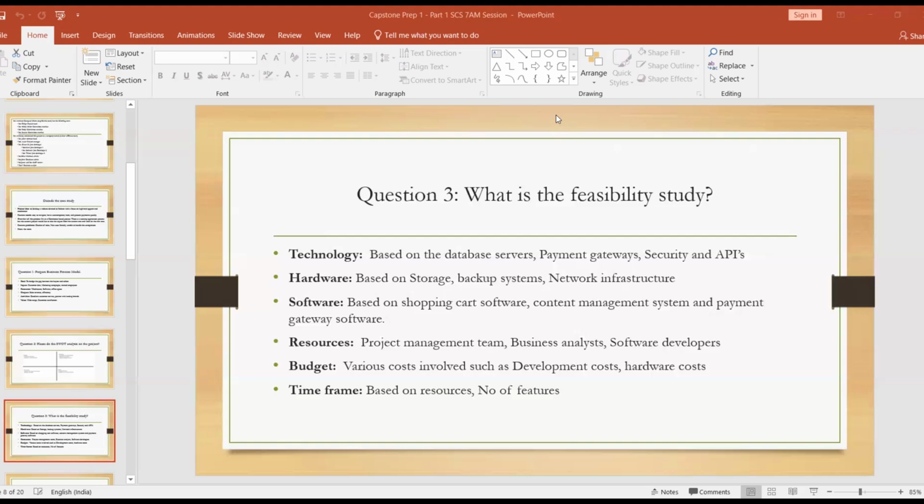For this particular case study, the feasibility study depends on technology, based on database services, servers, payment gateways, security, and APIs. Hardware is based on storage, backup systems, and network infrastructure. Software is based on shopping cart software, a content management system, and payment gateway software. Resources involved are the project management team, business analysts, and software developers, whichever humans work on this project. Budget covers the various costs involved, such as development costs and hardware costs, and you have to mention those costs.